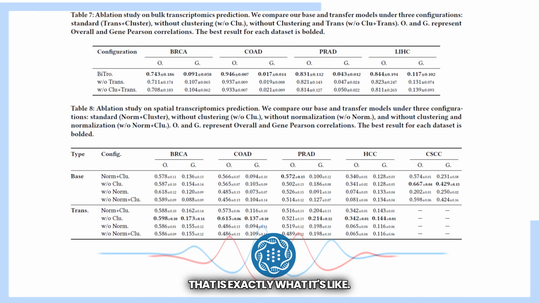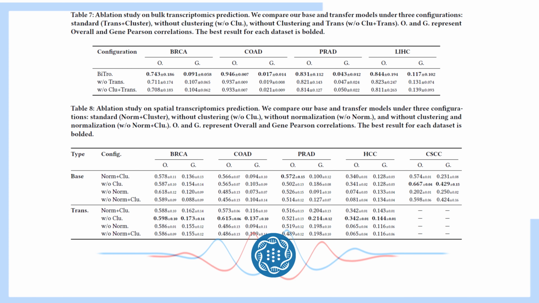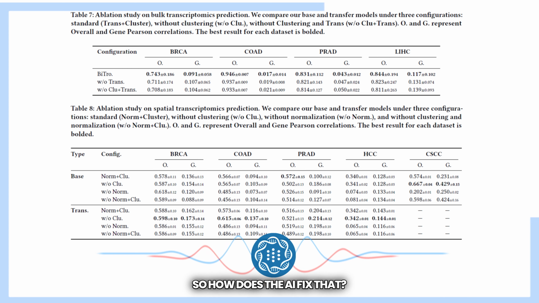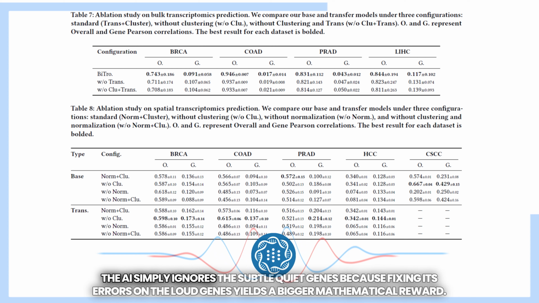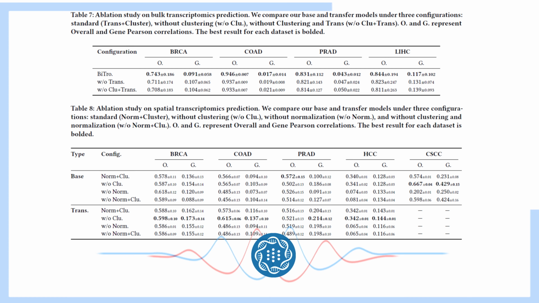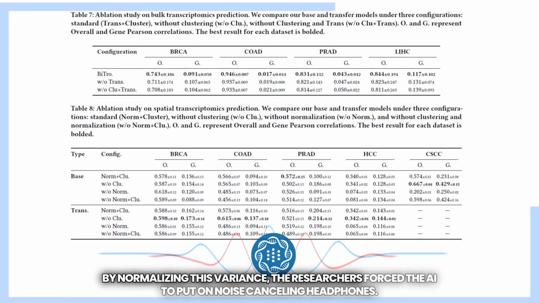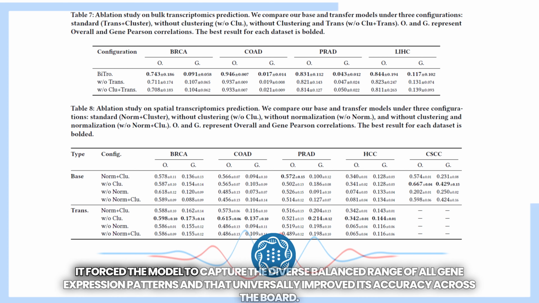That is exactly what it's like. You literally can't process the quiet information. So how does the AI fix that? Well, mathematically, the loud genes dominate the loss function. The AI simply ignores the subtle, quiet genes, because fixing its errors on the loud genes yields a bigger mathematical reward. It's chasing the easy points. Exactly. By normalizing this variance, the researchers forced the AI to put on noise-canceling headphones. It forced the model to capture the diverse, balanced range of all gene expression patterns. And that universally improved its accuracy. Across the board. That's fascinating.